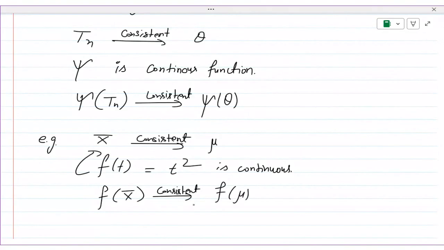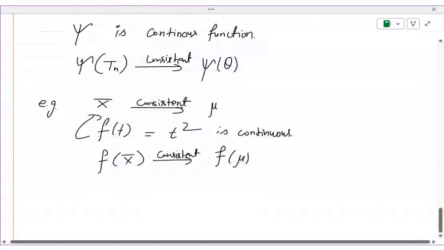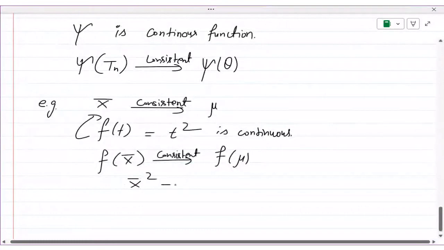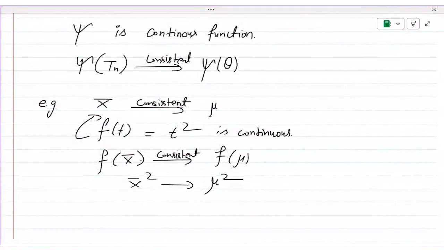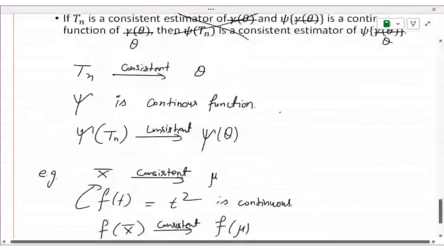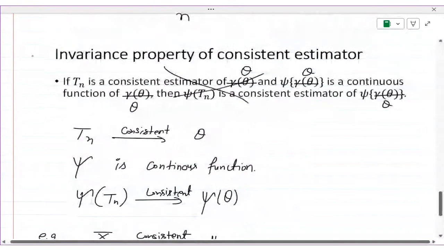Now what is f of x bar? In place of t, put the x bar. So you will get x bar square is consistent for f of mu. What is f of mu? In place of t, put mu. So you will get mu square. That means if you know that x bar is consistent for mu, then x bar square will be consistent for mu square. In the same way, I can show x bar cube will be consistent for mu cube. So this is the invariance property. This is the invariance property of consistent estimator.